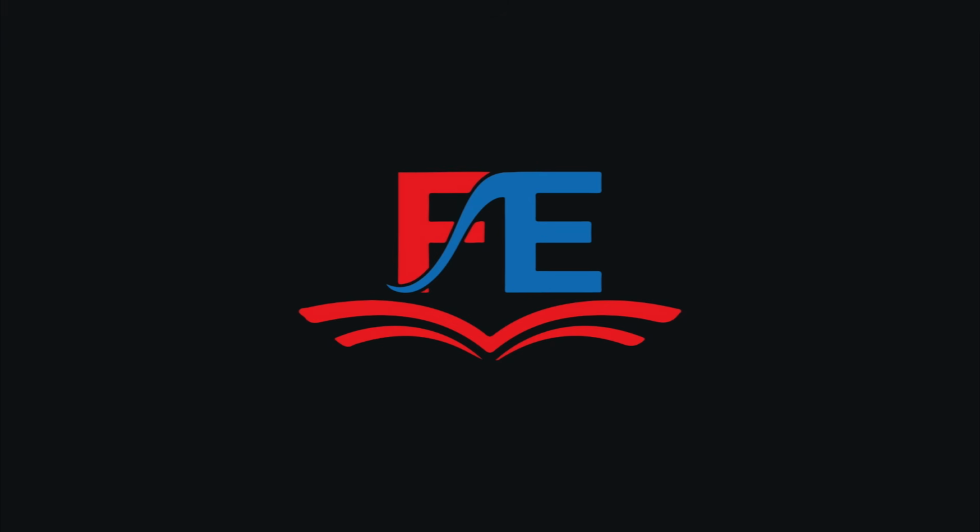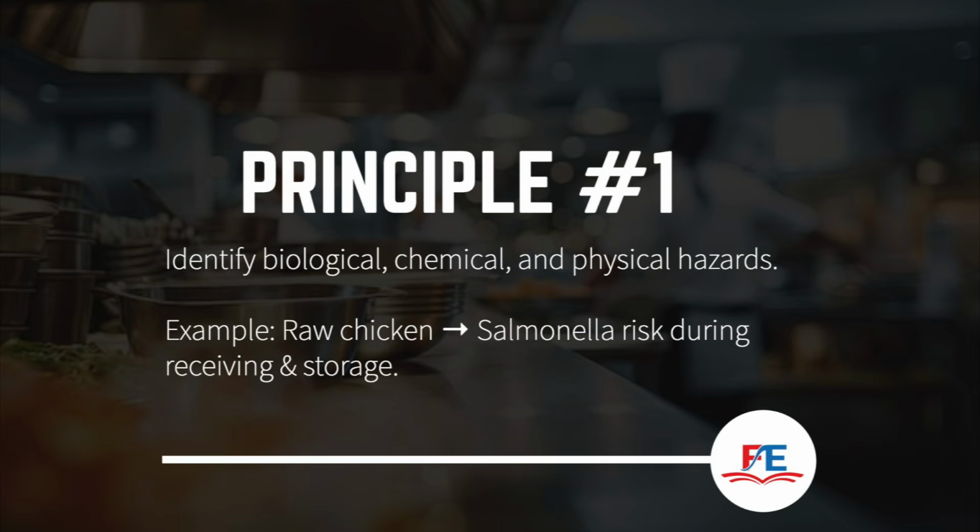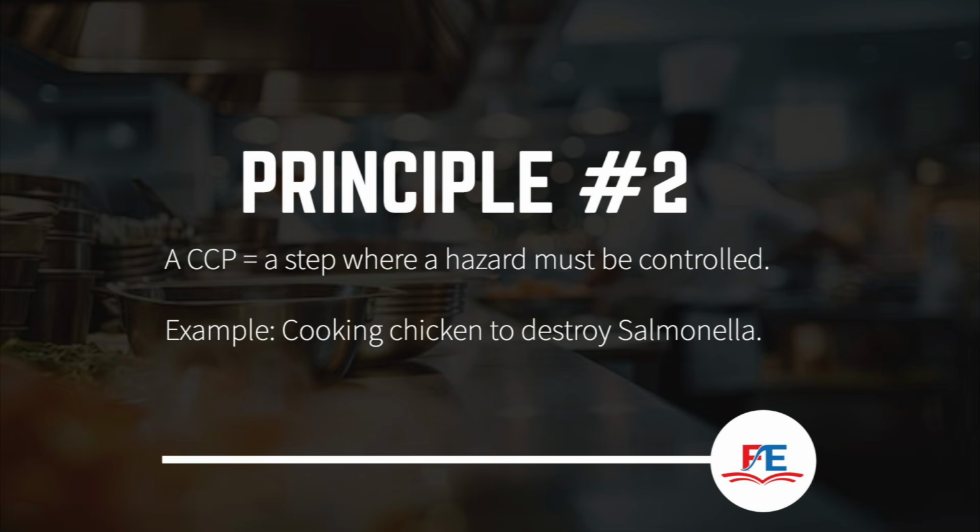So let's discuss the 7 principles that make up conducting a hazard analysis and finding the critical control points. Principle 1, we got to conduct a hazard analysis. We have to identify every possible hazard within our operation. A biological hazard could be like salmonella. Chemical could be from cleaning residue. A physical hazard can be the glass or the metal shavings from cans that we open. An example here of conducting a hazard analysis is raw chicken carries the salmonella risk during the receiving and storage process.